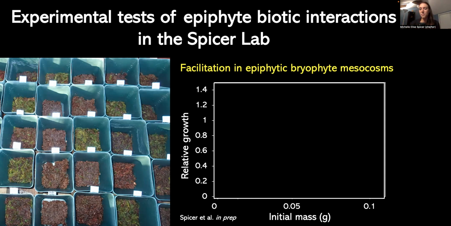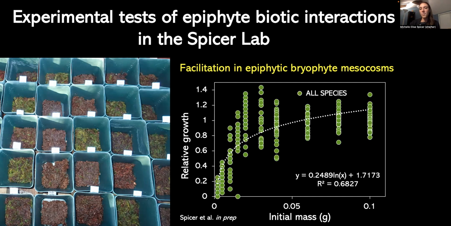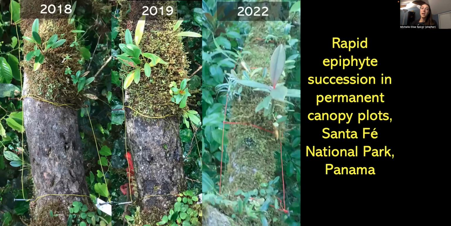If it's a negative slope, it means the more epiphytes you get together, each individual is doing worse, which means it's competition. And we found overwhelmingly positive interactions, for the first time actually in epiphytic bryophytes. So the more epiphytes you put together, you do have this positive slope. So they're helping each other out. And that is what I would predict from these early successional species. Now, I also have long-term studies in the tropics. That was a temperate project.